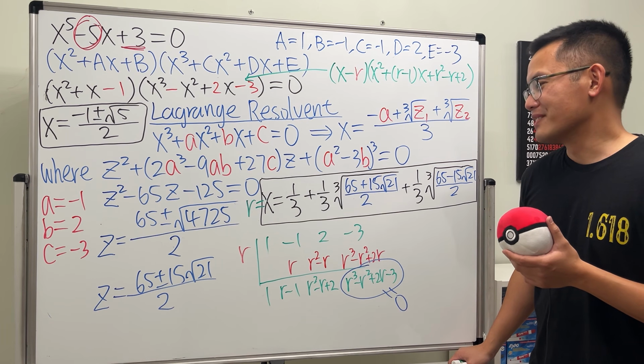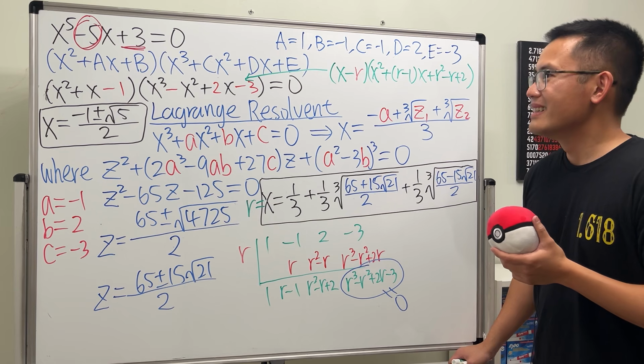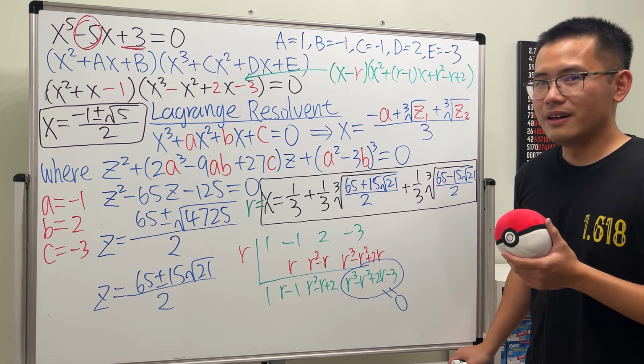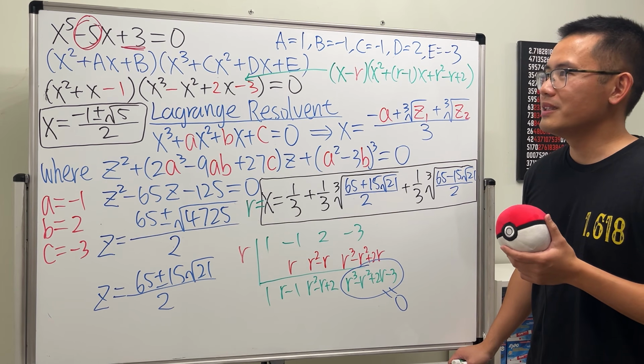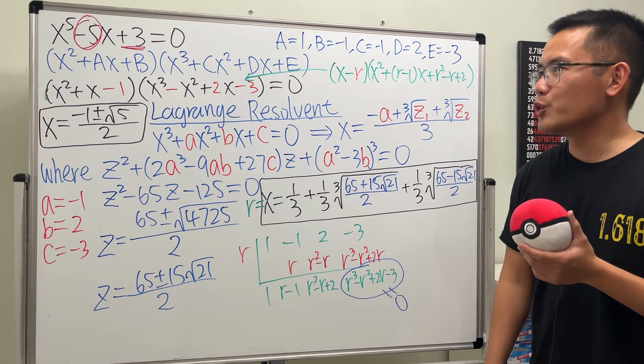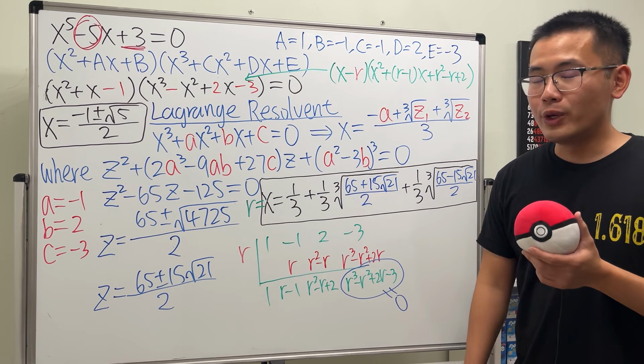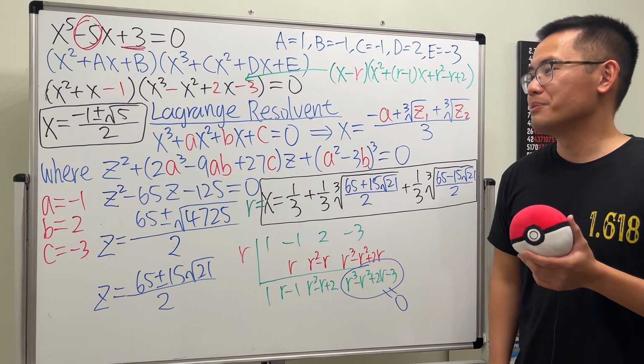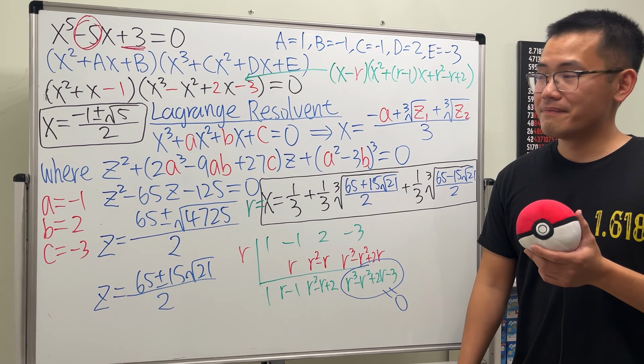But this is very satisfying though. Yeah, whenever you can solve a very nice quintic equation, in this case, it's pretty extreme. It's an extreme quintic equation. It's extremely satisfying.